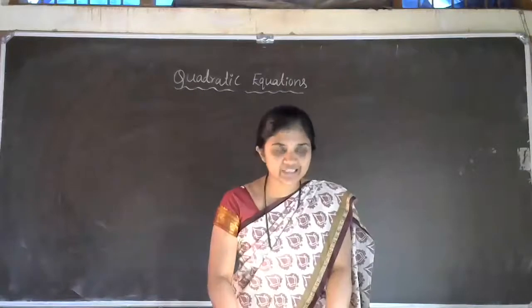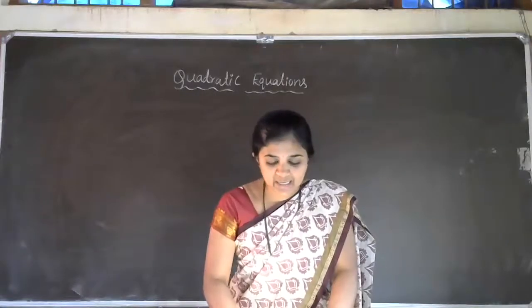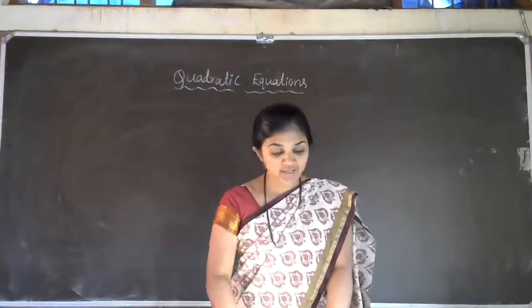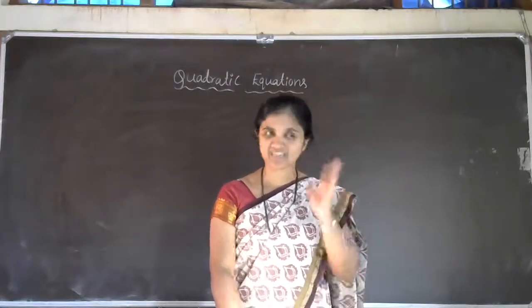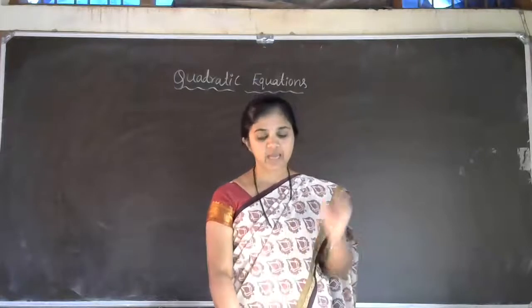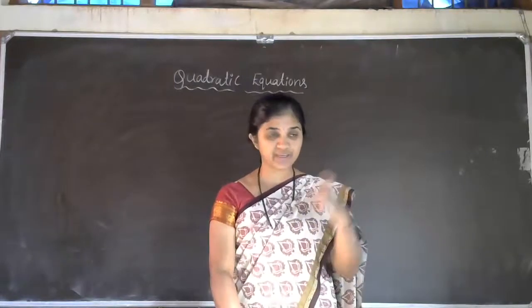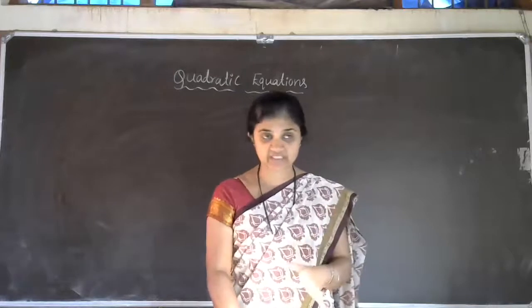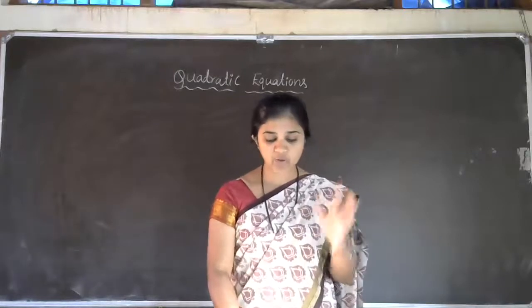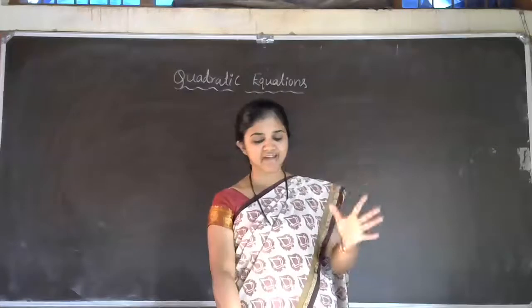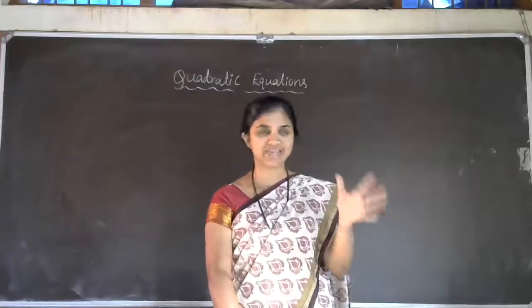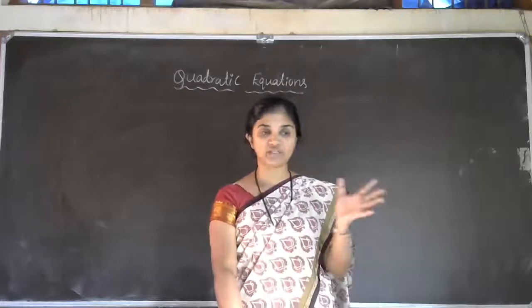A cottage industry produces a certain number of toys in a day. The cost of production of each toy, in rupees, was found to be 55 minus the number of toys produced in a day.